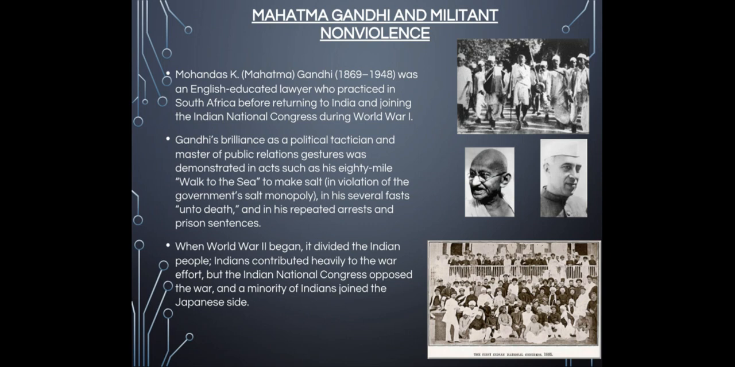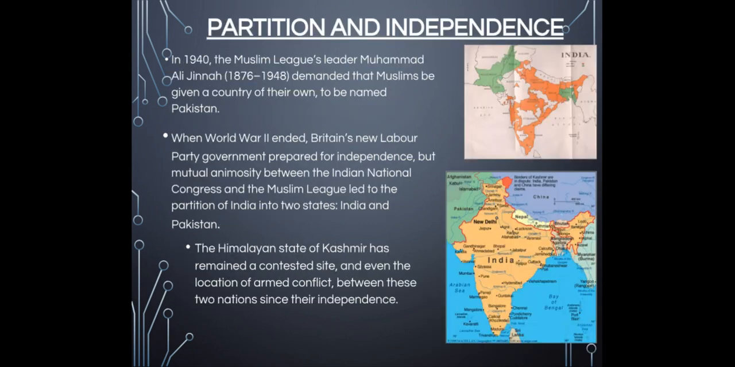When World War II began, it really divided the Indian people. Indians contributed heavily to the war effort, but the Indian National Congress opposed the war, and a minority of Indians actually joined the Japanese during World War II. In the 1940s, the Muslim League's leader, Muhammad Ali Jinnah, demanded that the Muslims be given a country of their own to be named Pakistan. When World War II ended, Britain's new Labour Party prepared for independence of India. But mutual animosity between the Indian National Congress and the Muslim League did lead to the partition of India into two separate nations, India and Pakistan.